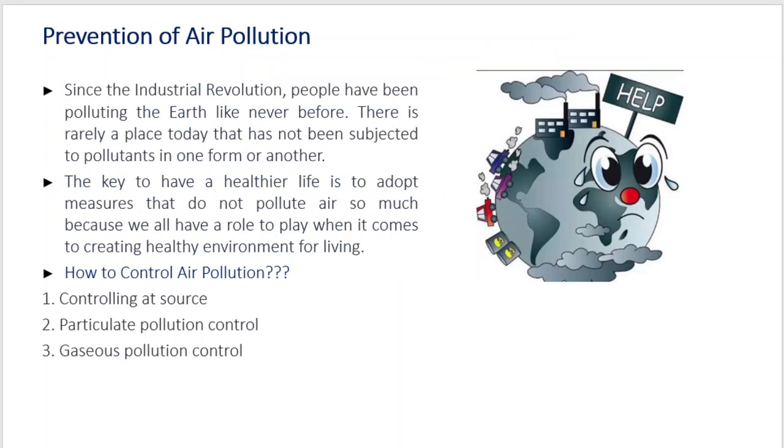Prevention of air pollution. Before going directly to the prevention of air pollution, in the previous lecture we saw the different effects of air pollution on human beings, on plants, on animals, on marine life, etc. Because of that, it is very important to prevent air pollution, to avoid the effects of global warming, acid rain, ozone layer depletion, etc. So in this lecture, we are going to see the different techniques to prevent air pollution.